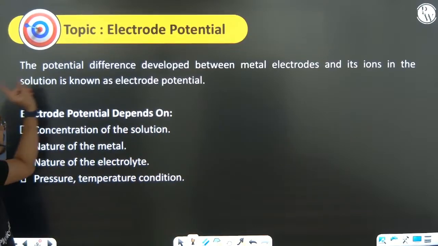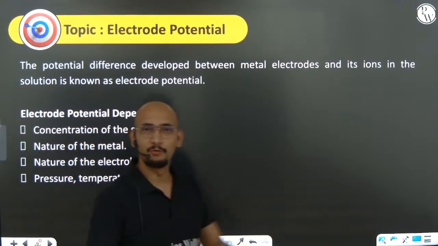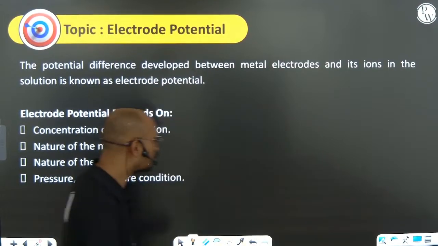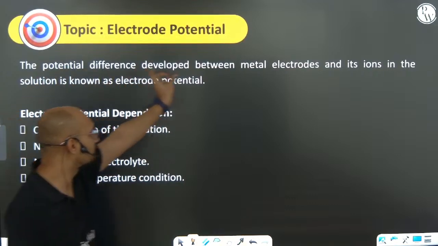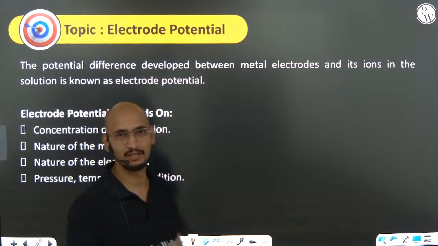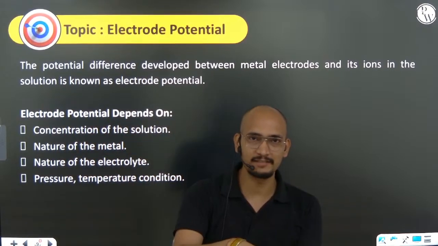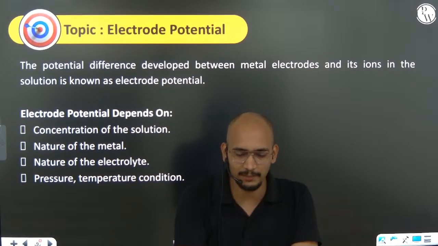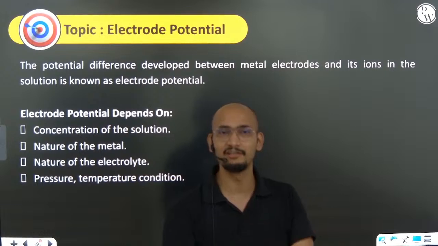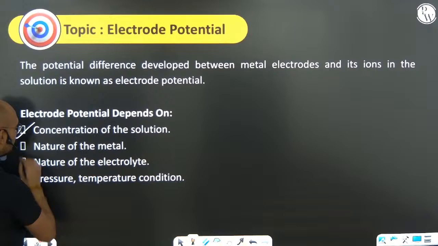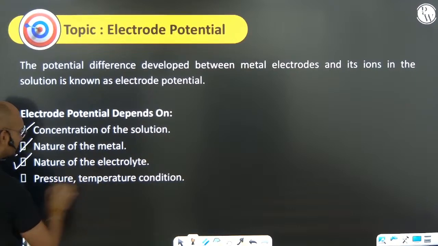Next, electrode potential. What is electrode potential? Whatever the electrodes are there, one is the anode and another is cathode. The potential difference developed between the metal electrode and its ion in the solution is known as the electrode potential. So when we dip the metal into its ion, an electrode potential comes on the metal surface and solution junction. Electrode potential depends on concentration of the solution, nature of the metal, nature of the electrolyte, and pressure and temperature conditions.